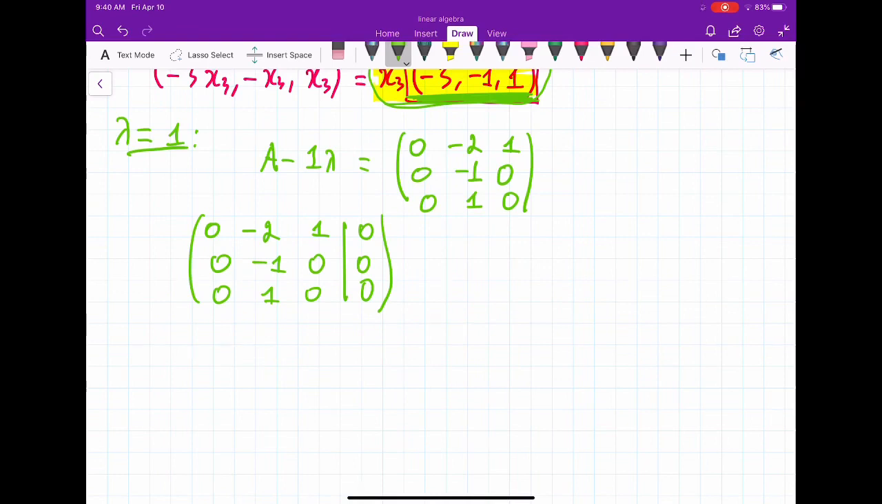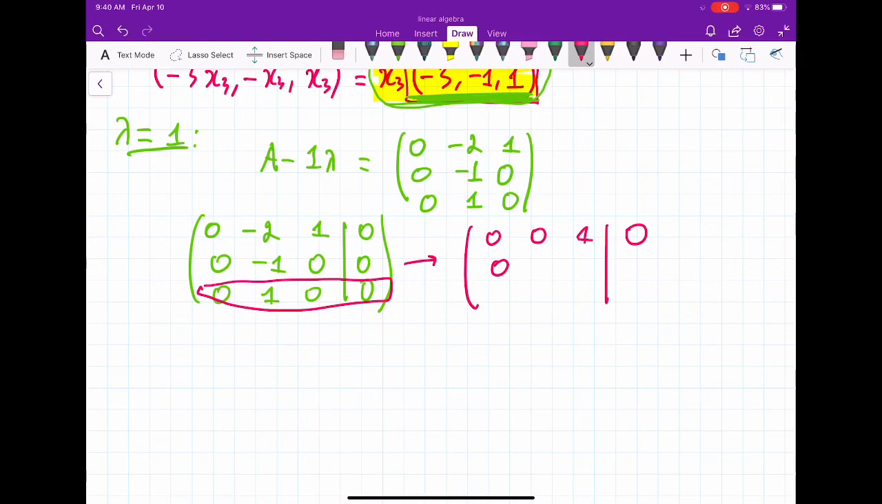The second and the third are scalar multiples, so I just ignore one. I multiply the second with negative 2, add to the first. I get 0, 0 right here, 1, 0, 0. Here I can write just 1, 0, 0. Okay, here I have 0, 0, 0, 0.